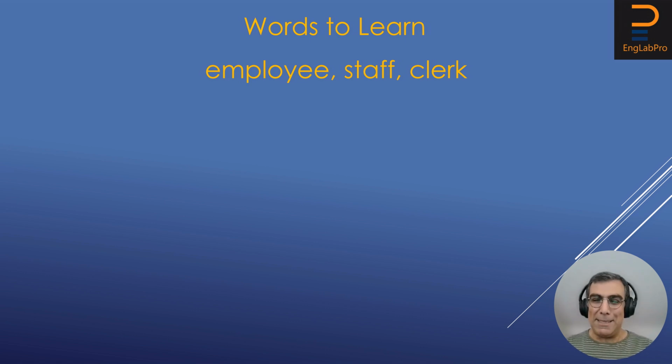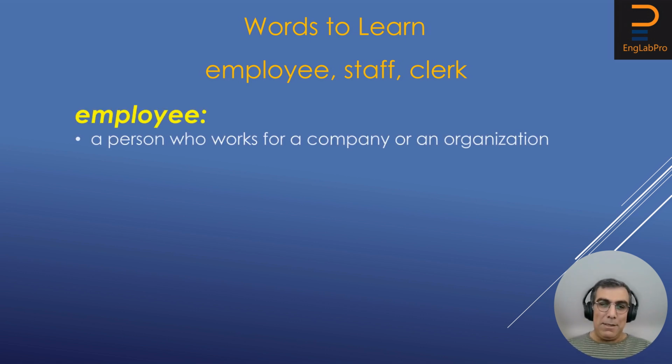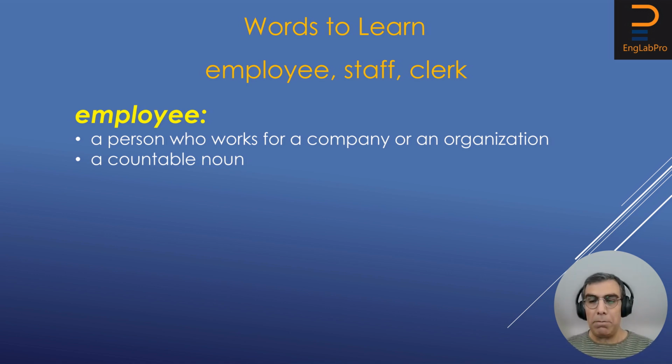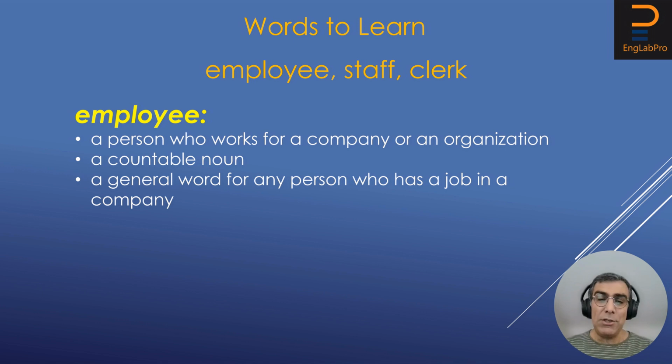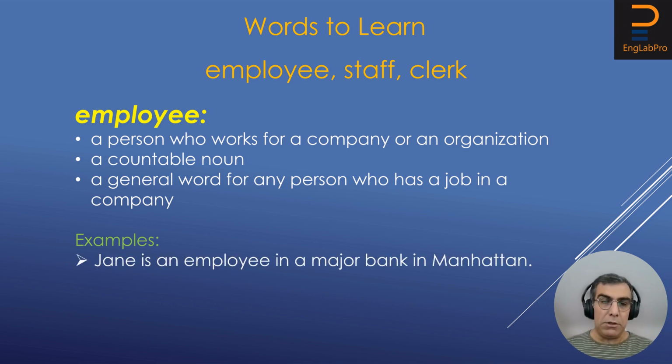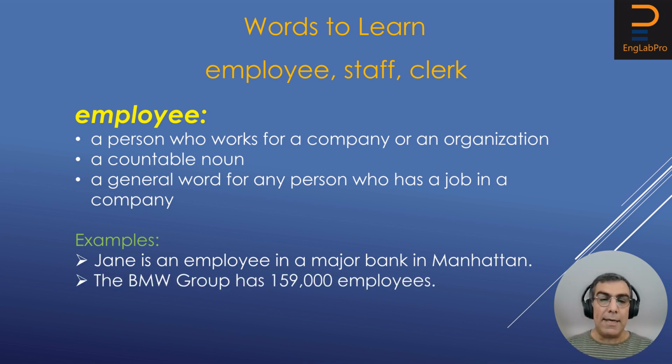The first one is employee. The word employee means a person who works for a company or an organization. It is a countable noun, so you can say one employee, two employees, three employees, or many employees. And it's a general word for any person who has a job in a company. Let me give you two examples. Jane is an employee in a major bank in Manhattan, or you can say the BMW Group has 159,000 employees.